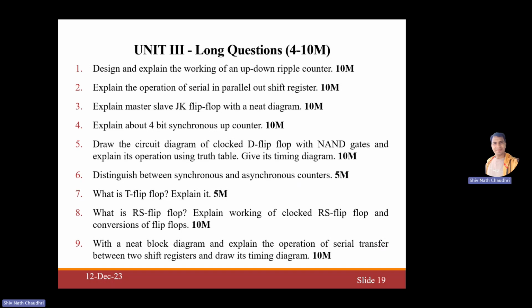The second question is explain the operation of serial in parallel out shift register. So only one shift register is asked, serial in parallel out. So for serial in data, you require n clock pulses, and for parallel out, you require no clock pulses there.